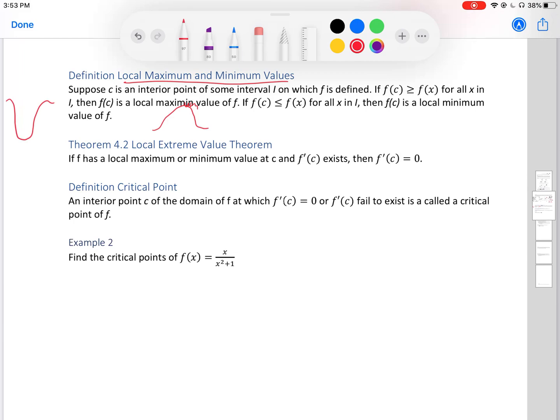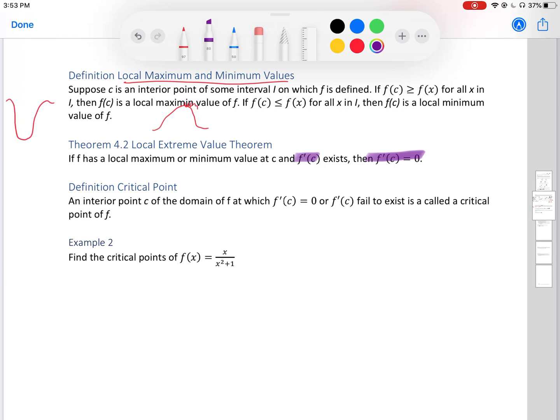Theorem 4.2, Local Extreme Value Theorem. If f has a local maximum or minimum value at c, then the derivative exists, and therefore f prime of c is equal to 0. That's so important because it's telling us that if it does have a maximum or minimum, then it could be found in the derivative when the derivative is 0.